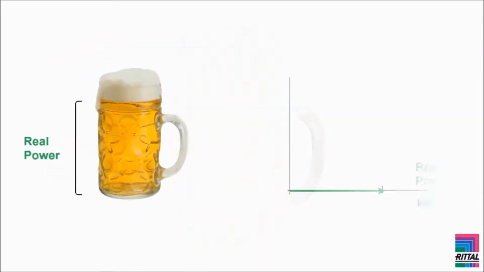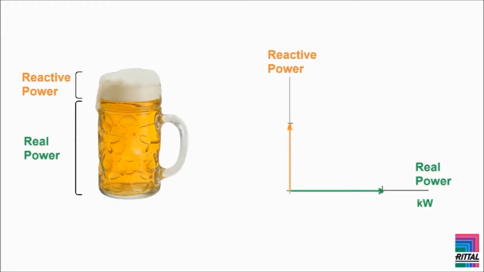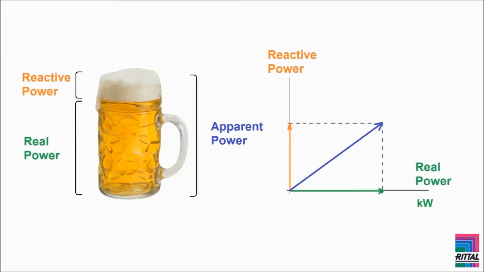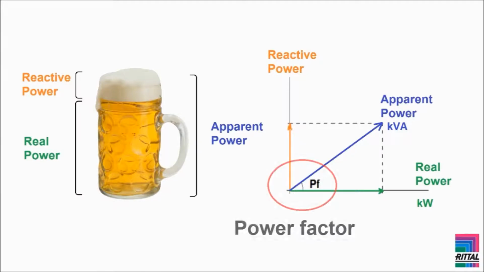Apparent power is often depicted in a diagram with the real power, which is measured in kilowatts, along the horizontal axis. The reactive power is indicated on the vertical axis. To find the representation of the apparent power in this diagram, you draw lines from the end of the arrows representing reactive and real power. The apparent power, which is measured in kilovolt amps, or kVA, can be drawn where these lines intersect. The angle between the apparent power and the horizontal axis is called the power factor.